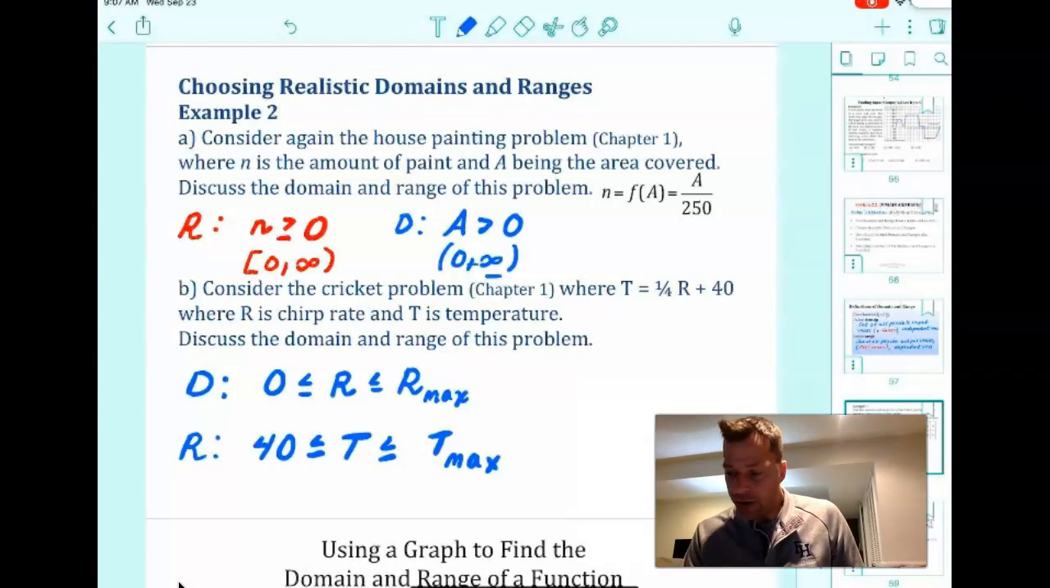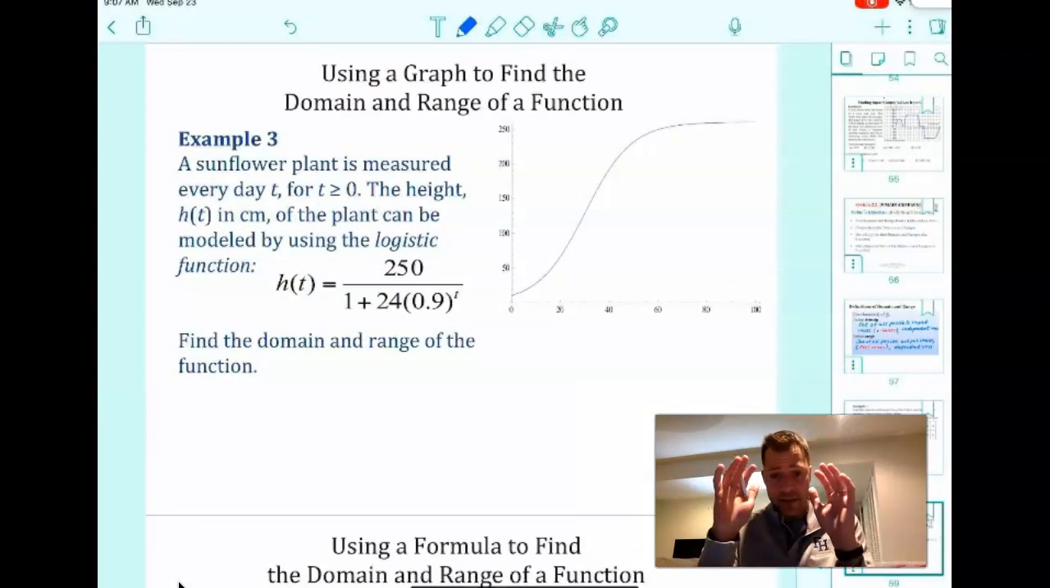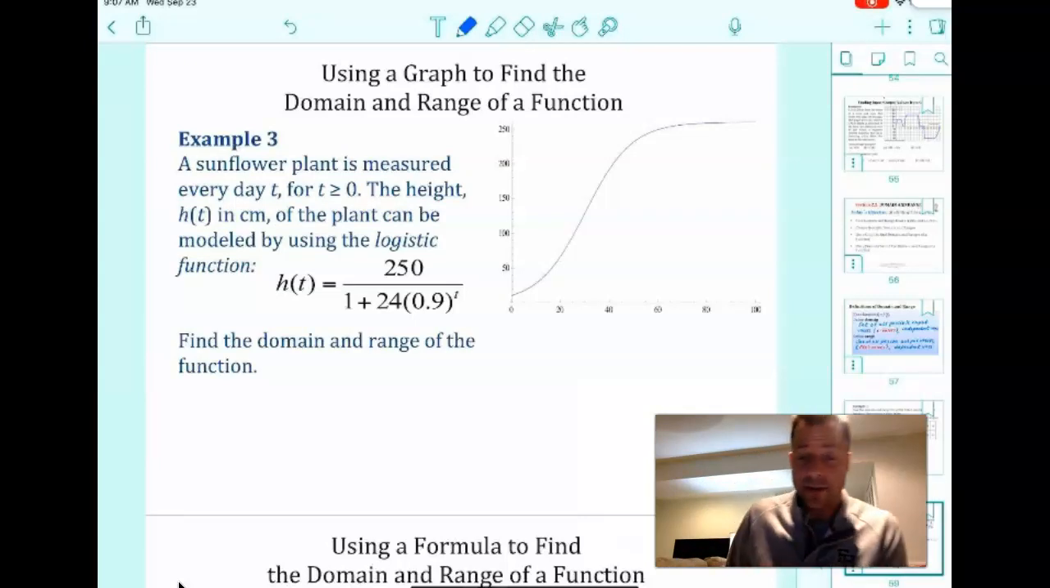So let's do one more here, and I'm talking a lot. Long video. A sunflower. I love sunflowers. You remember the meme? They look at each other, and if they can't see the sunlight, they turn toward each other. There's a great meme. Look up sunflower memes. They're cute.